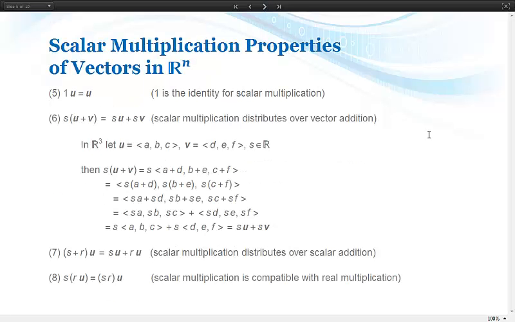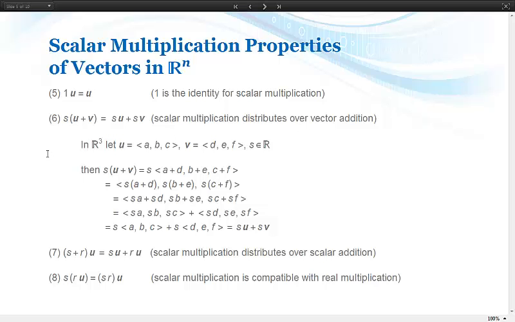Now we have some scalar multiplication properties. It should be easy to see that if I multiply the scalar 1, the real number 1, times any vector, I get that vector back. Another interesting property is that scalar multiplication distributes over vector addition. So if I multiply the scalar s by the sum of the vectors u plus v, I get the same answer as multiplying the scalar by each of the vectors individually and then adding the scaled vectors.